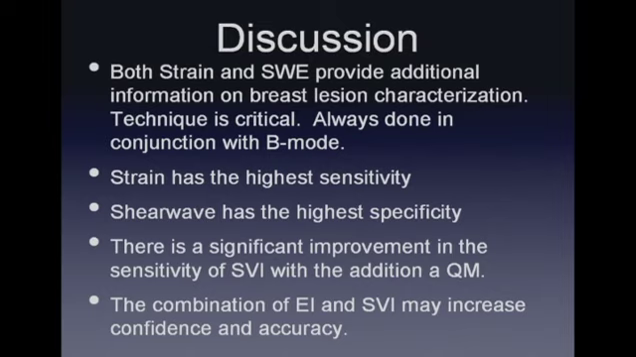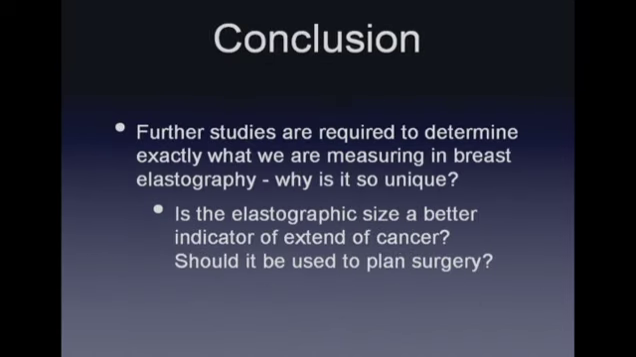There is a significant improvement in the sensitivity of shear wave imaging with the addition of a quality measure. And the combination of strain and shear wave increases our confidence and accuracy. Further studies are required for us to exactly determine what we're measuring in breast elastography and why it is so unique compared to other organs. And again, it seems that breast lesions are the only lesions that show us this change in size on the elastography. And I think it's still unclear if the elastography size is a better indicator of the extent of cancer, and whether we should be using that size to plan surgery.